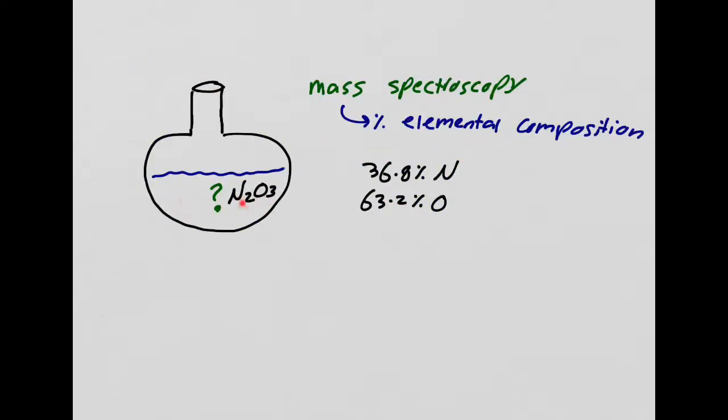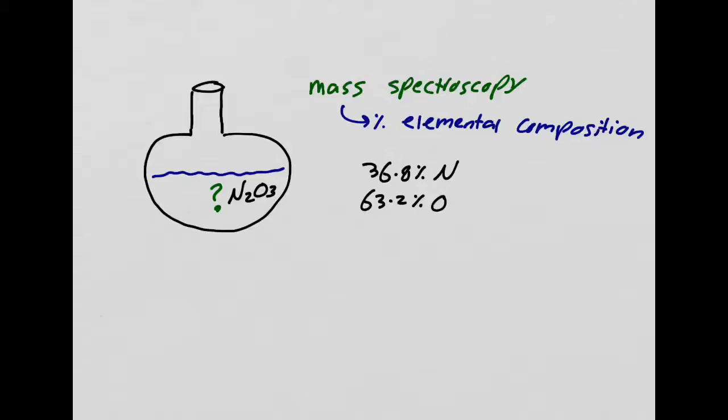Again, I don't know what is in this compound. I found this round bottom flask in lab and it has a solution in it. I'm going to put it in an instrument, the mass spec, and take a spectroscopy of it. Mass spec is going to give me percent elemental composition, and if this compound is N2O3, it would tell me 36.8% nitrogen, 63.2% oxygen. So far so good, which is great that I know what is in this compound.